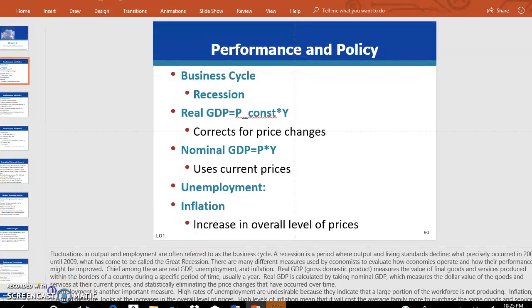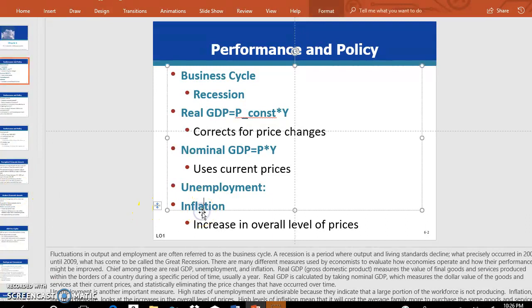So unemployment here, we are saying that unemployment is another important measure of the performance of the economy, right? High rates of unemployment are undesirable because they indicate that a large portion of the workforce is not producing. So you see, there is loss of output to the entire economy when workers are unemployed, not producing anything. And also unemployed workers suffer from loss of income, and sometimes that creates some other problems also. We will discuss later in detail.